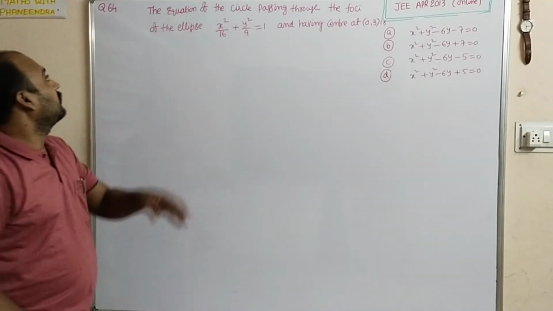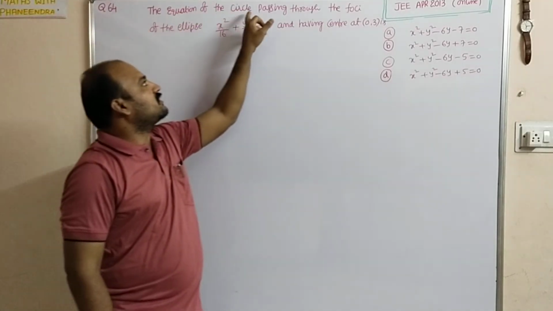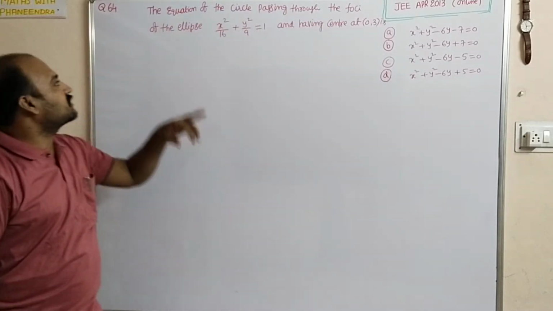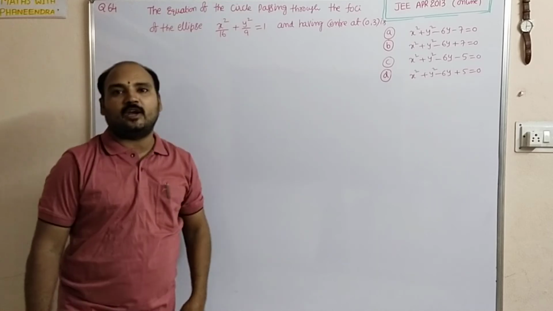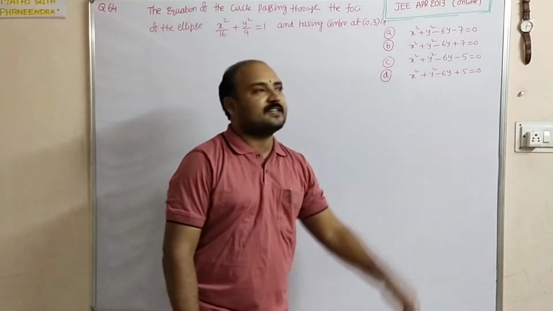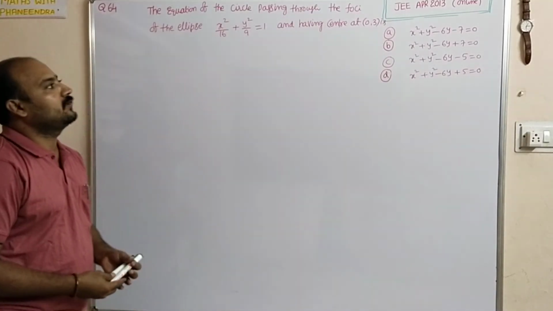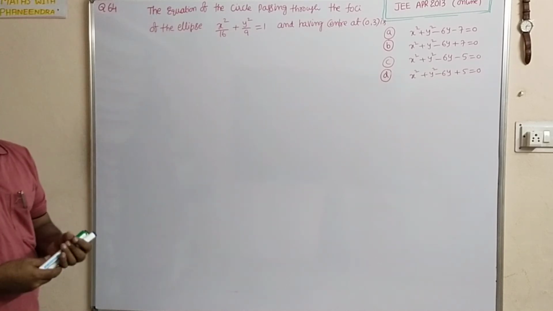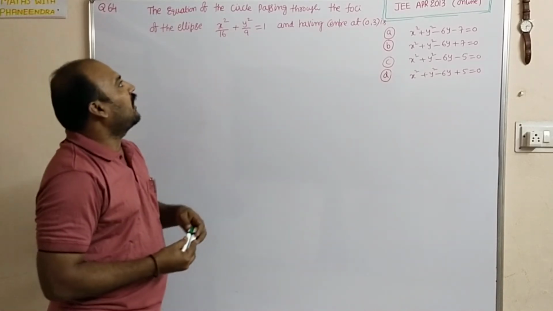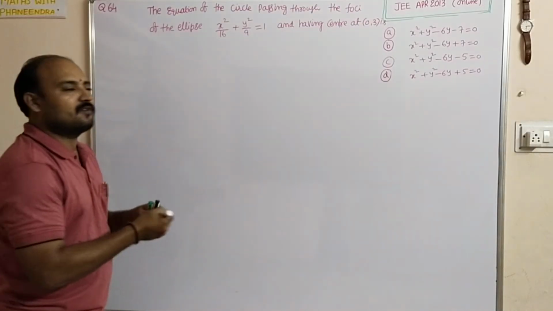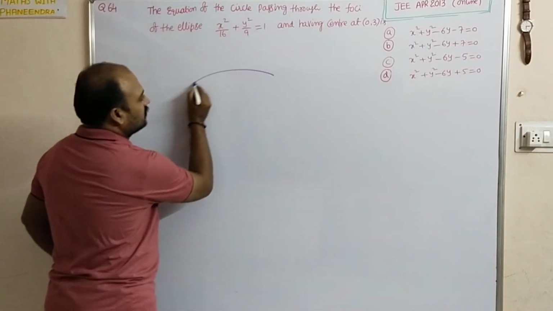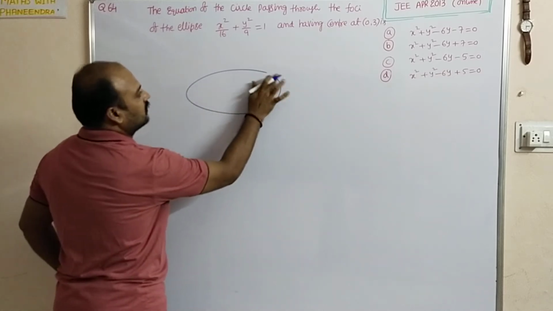The next question. The equation of the circle passing through the foci of the ellipse x square by 16 plus y square by 9 equal to 1 and having the center at (0, 3). Center is (0, 3) for the required equation of circle, and it passes through the foci. So first you have to draw the rough figure. This is the ellipse figure.